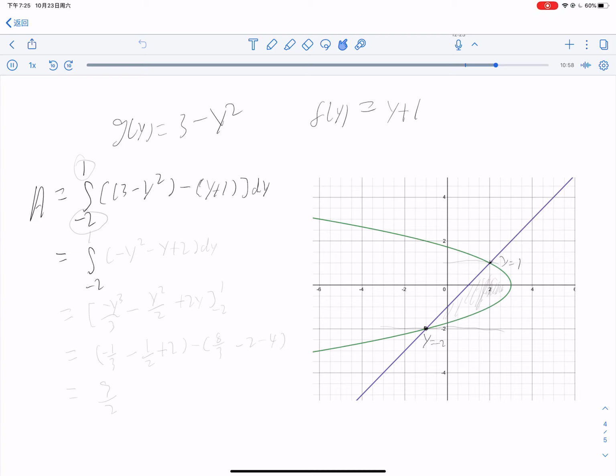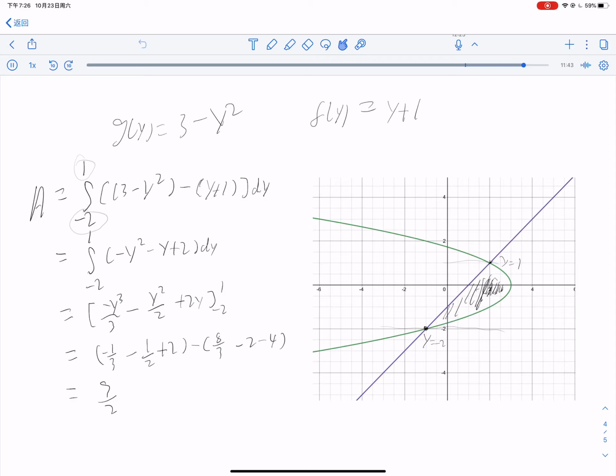So negative y cubed minus 3 minus plus 2y, which is negative 1 over 3 minus 1 over 2 plus 2 minus 8 over 3 minus 2 minus 4, which is 9 over 2. So the bounded region here is 9 over 2.